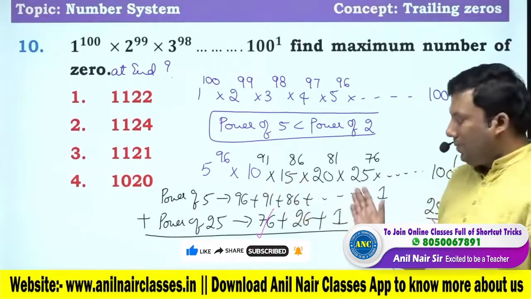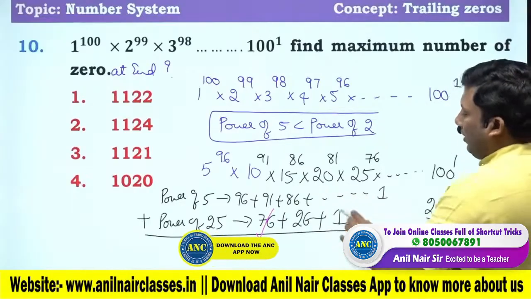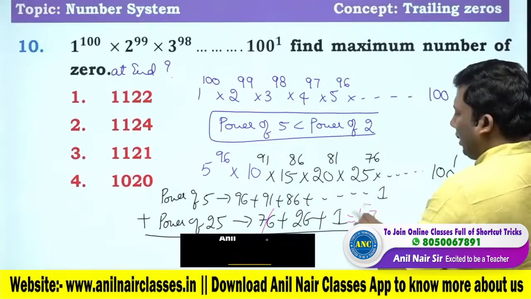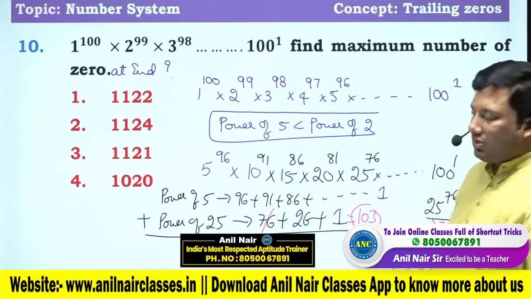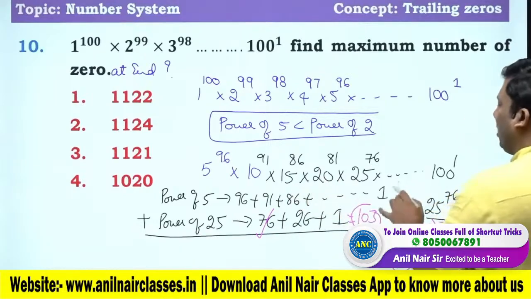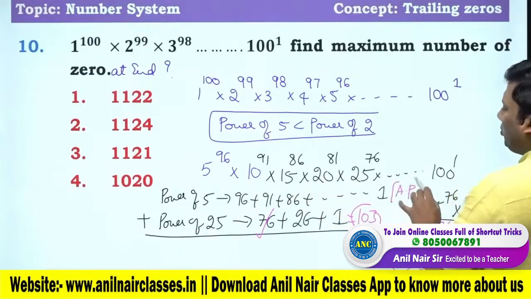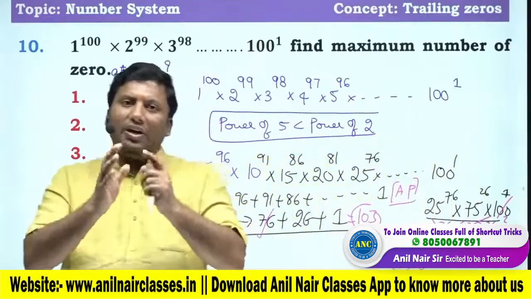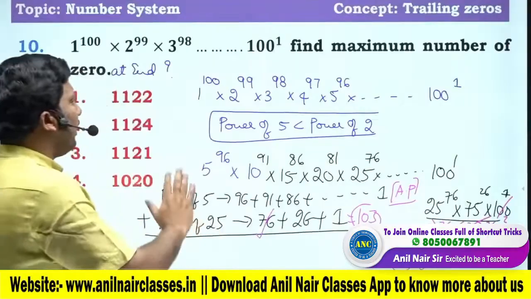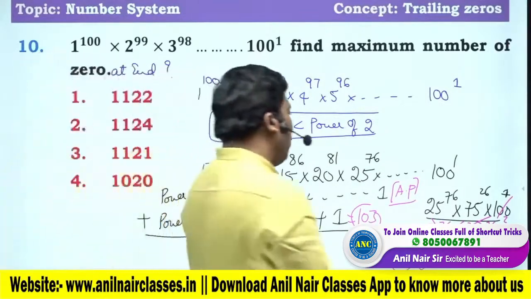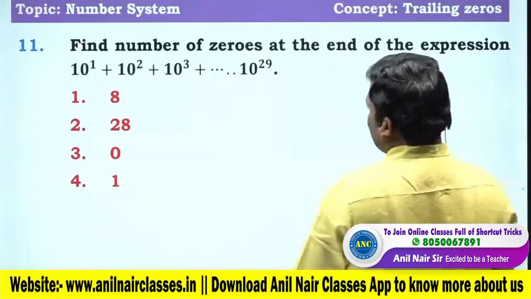Just do the AP series sum. So this will be 76 plus 27. This will be 103. So 96, 91. Use AP series, add the values, you will get the answer. Just calculation intensive, but a very, very good question, which gives you an understanding that you should only concentrate on powers of 5.